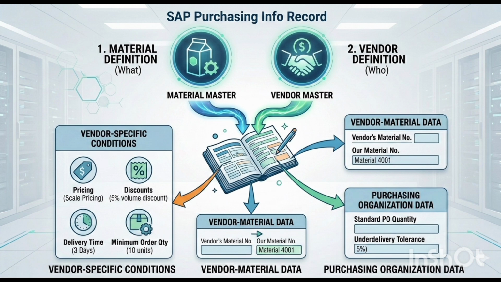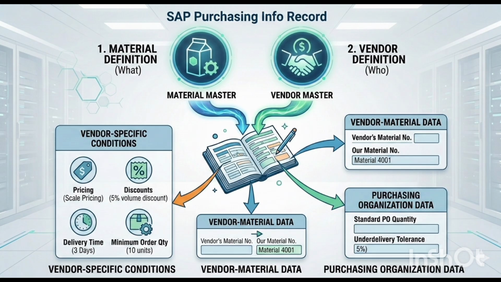The PIR bridges a specific material master record and a specific vendor master record. This image shows how the PIR stores the precise conditions under which a specific material is bought from a specific vendor. Key data points contained in the PIR include vendor-specific material data, pricing conditions, and purchasing data. By maintaining a PIR, when a procurement specialist creates a transactional document, the system automatically pulls these specific conditions, ensuring accuracy and efficiency.